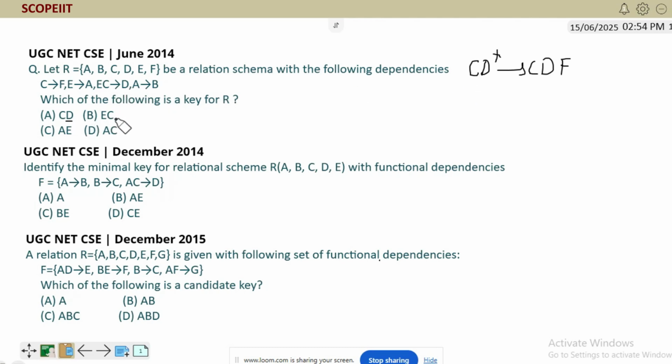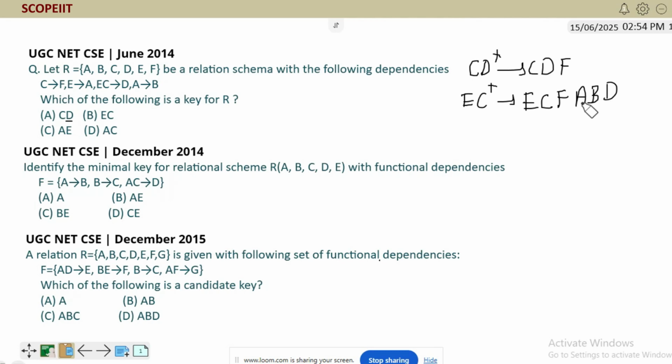Now let us find the closure of EC. If we find the closure of EC, first of all we will write EC itself. After that we have C, so from C I can get F. Then further you can see from E we can get A also. And then from A we can get B. So write down here, from A we can get B. And we have both E and C, so from EC we will get D also.